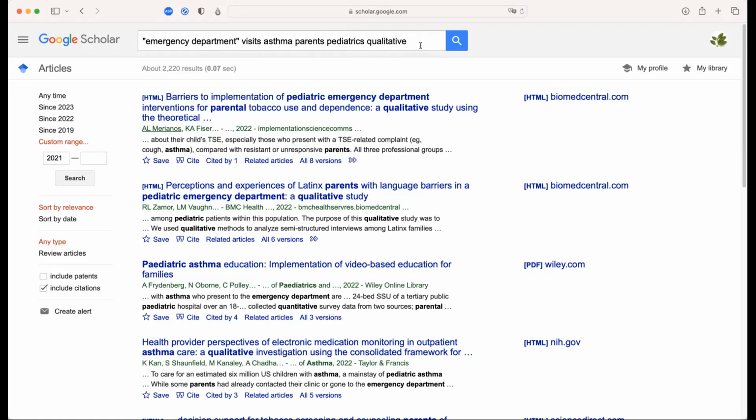So if you look at the title here, this is before we've clicked through for anything. It tells us barriers to implementation of pediatric emergency department interventions for parental tobacco use and dependence, a qualitative study using blah, blah, blah. So just looking at this, we see not only is it qualitative research, but we have some idea of why it probably was qualitative research, because there are certain behaviors that are good or bad, stigmatized, and that people are often reluctant to answer truthfully, authentically, or at all if it's in a group setting or if it's on a questionnaire.